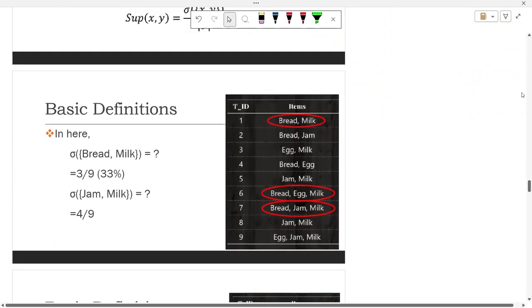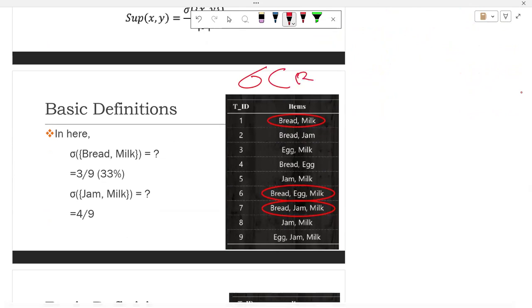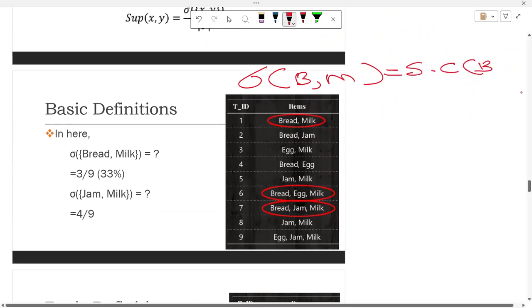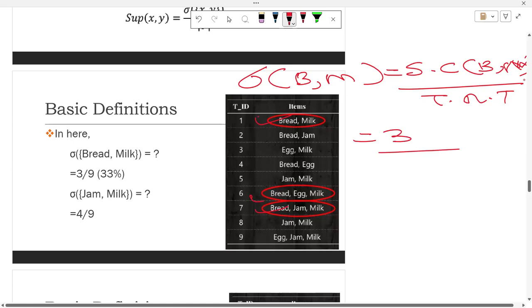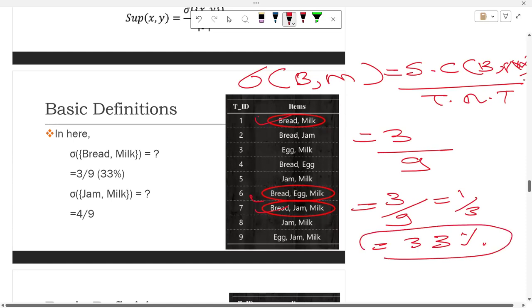Okay, now we will look at this with the same example. Here, we need to find the support of bread and milk. How can we find the support of bread and milk? It is the support count of bread and milk divided by the total number of transactions. Bread and milk together appear in 3 transactions. 3 divided by the total number of transactions, 9. So the support is 3 over 9, which is equal to 1 over 3, which is 33%. In percentage, it is 33%.